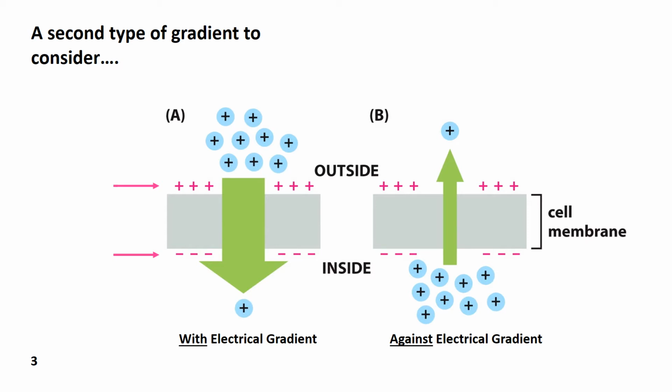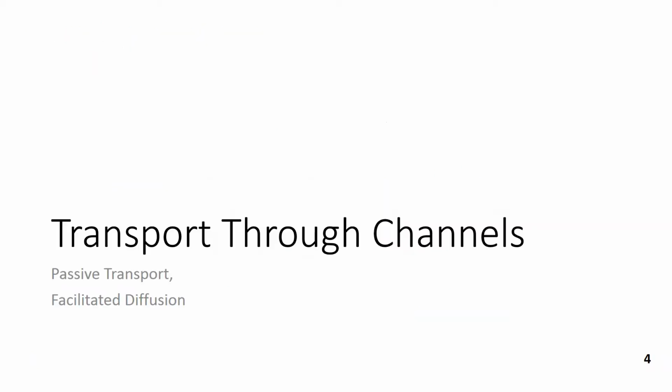In panel B, moving that same positively charged ion from the negatively charged intracellular environment would necessitate the input of energy because the ion would be moving against its electrical gradient. Let's first consider the movement of ions through ion channels. Movement of ions through ion channels is going to occur by facilitated diffusion.